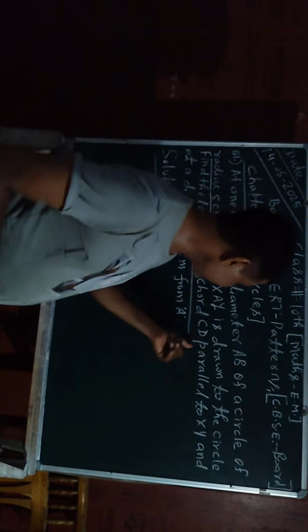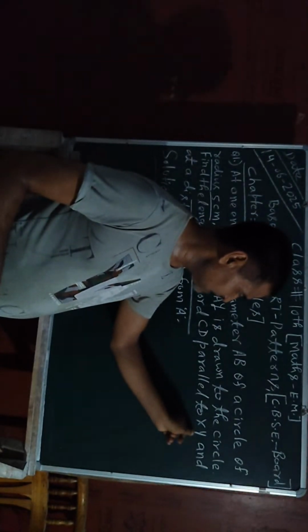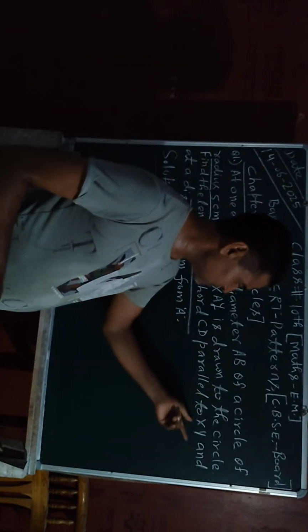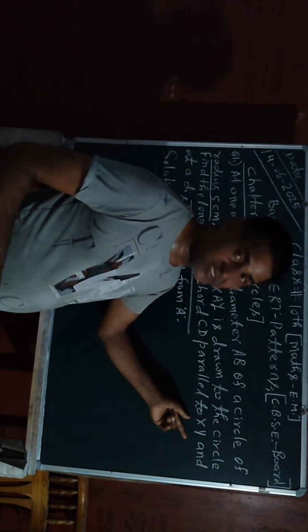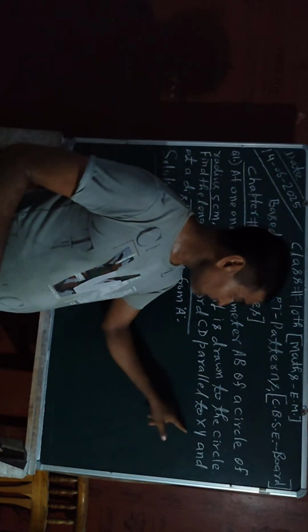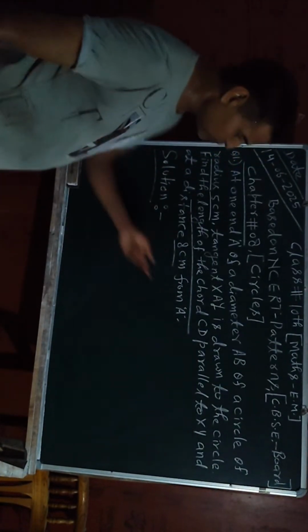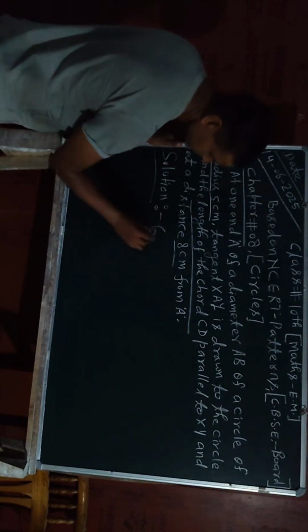Now other information is given: CD is parallel to XY. XY means a line, and that CD line is parallel to XY. I will use this information geometrically. Also, at a distance of 8 centimeters from the point A. So from the point A, that distance is given, 8 centimeters. So I will write all the information here.